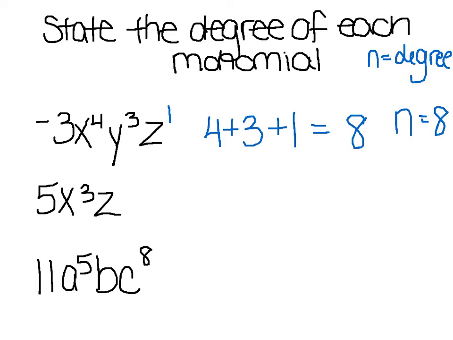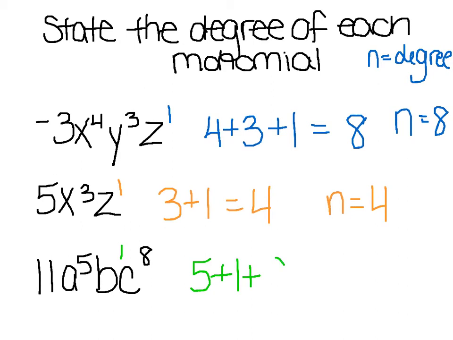For the second one, we had 3, and remember that's a 1, so 3 plus 1 is 4. So the degree is 4. Finally, for the last example, we have 5. Remember there's a 1, so plus 1, plus 8. And the degree is 14. If you got all of these right, good job. You understand how to find the degree of a monomial.